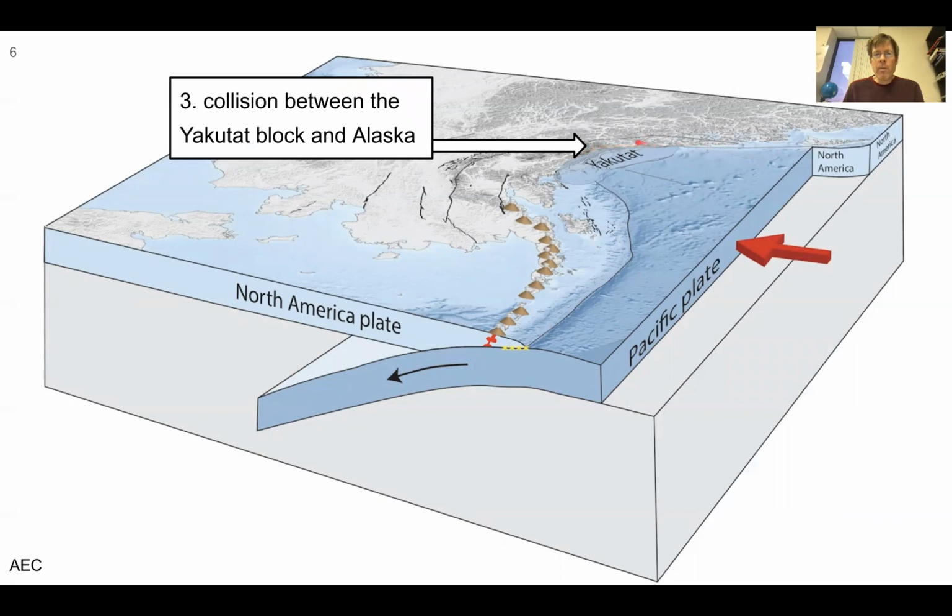Finally, we have collision of this Yakutat block into Alaska. This is a piece of thickened continental crust attached to the Pacific plate that rams into Alaska and forms the St. Elias coastal mountains.